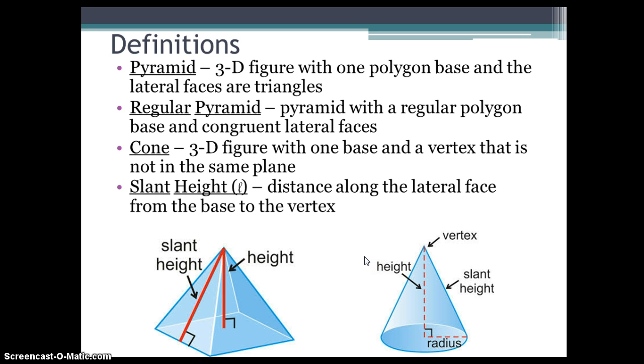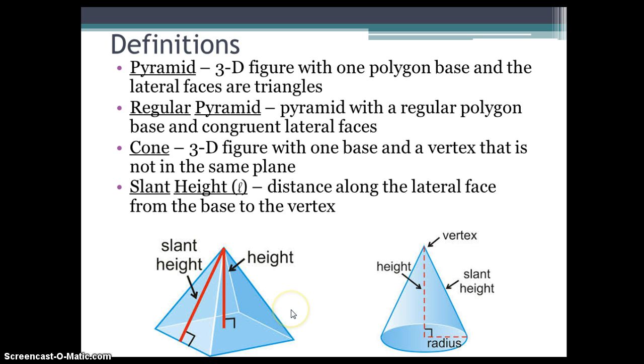Now the other new term we're going to talk about is the slant height. The slant height is the distance along the lateral face from the base to the vertex. So the slant height is like if we laid a piece of string along the side of a pyramid or along the edge of the cone. That would be our slant height versus the height, which goes directly straight down to a 90-degree angle.